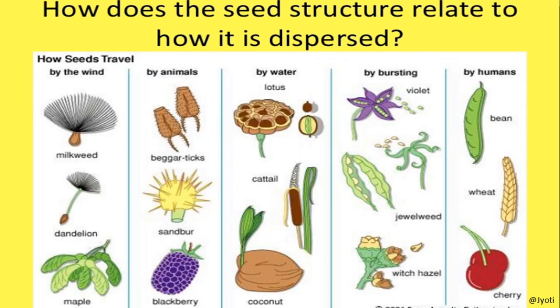Then by water, mostly the aquatic plants, besides that the terrestrial plants like coconut, also get dispersed by water. Then by bursting, that I have told you, by explosion, the rapid explosion of the fruit, the seed may also get dispersed. And most seeds get dispersed by human beings, especially the vegetable and fruit seeds, the edible fruits and edible vegetables. Okay.